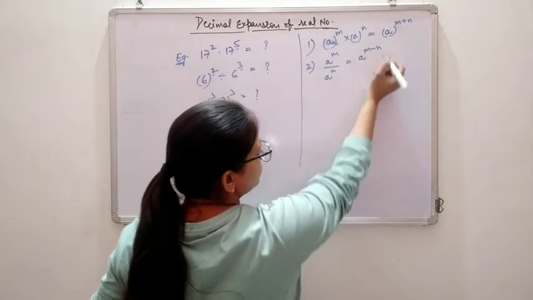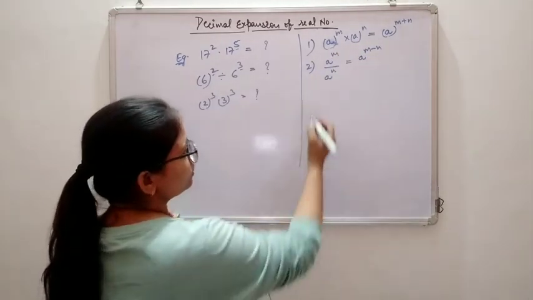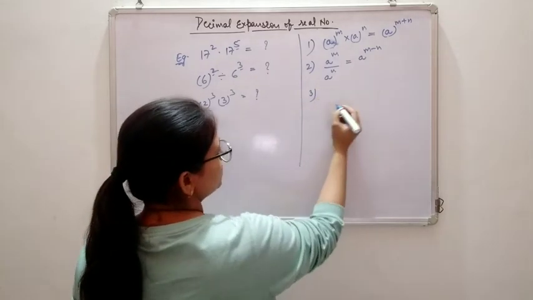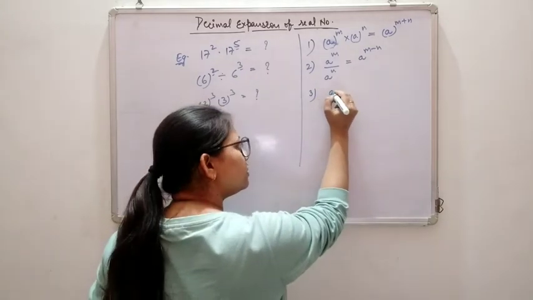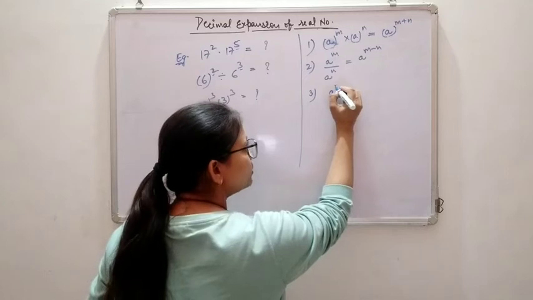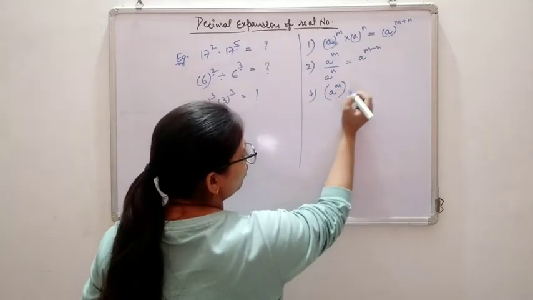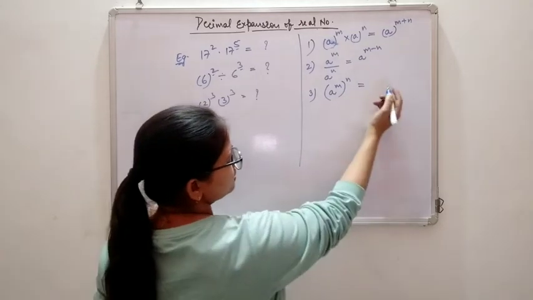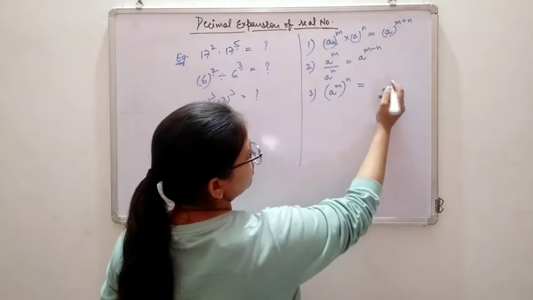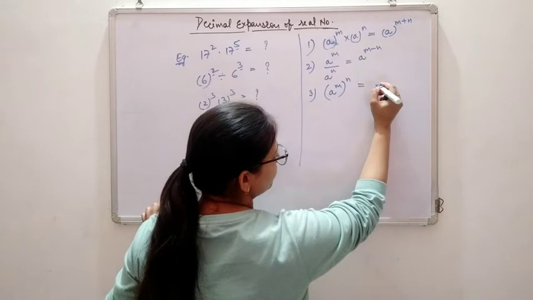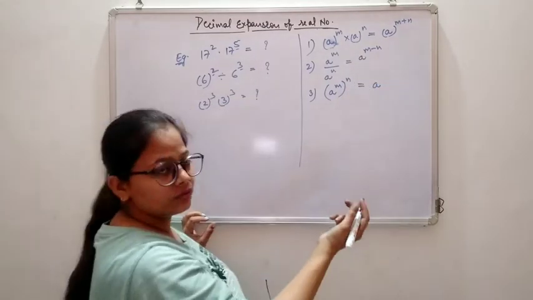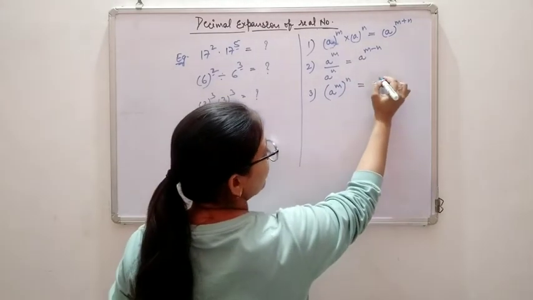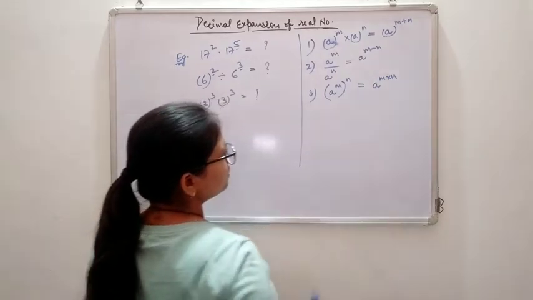m minus n. Now let's talk about the third identity, which says if there is a number with a power m and the whole power is n, right? So we can solve it as, okay, we can multiply these two powers. So a to the power m multiplied by n, right?